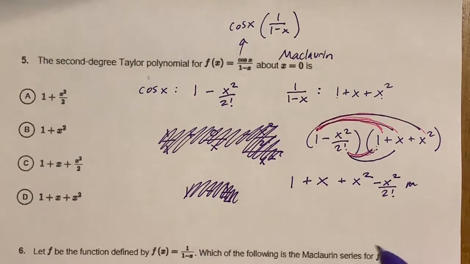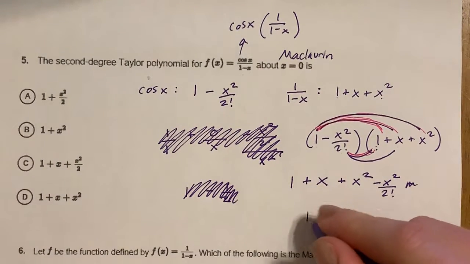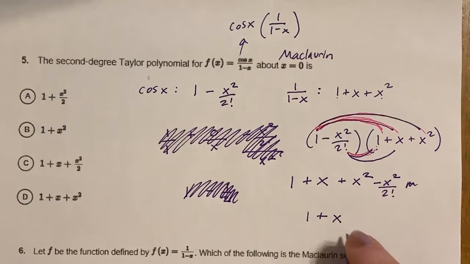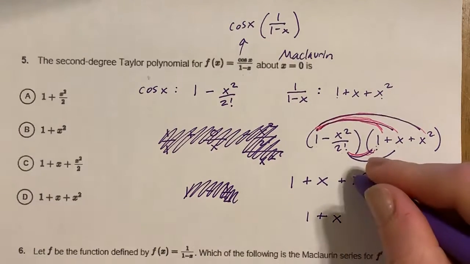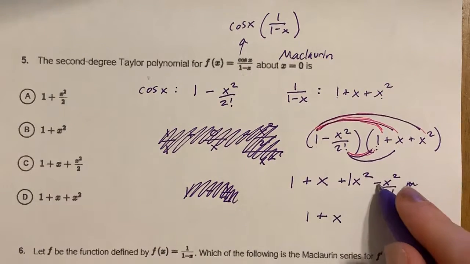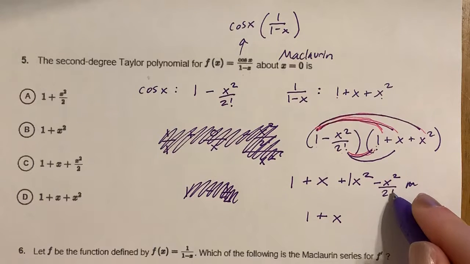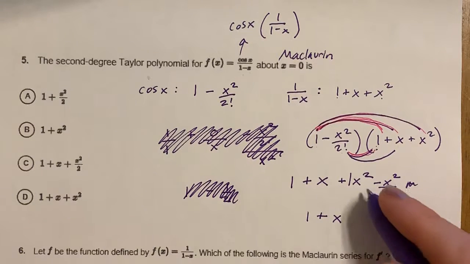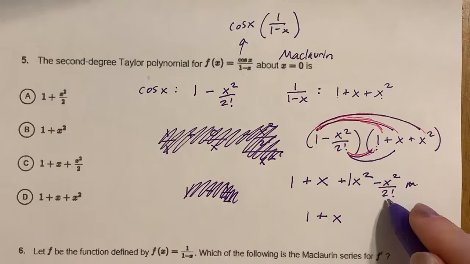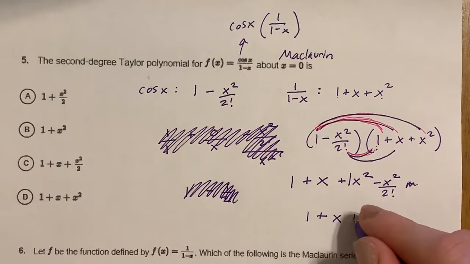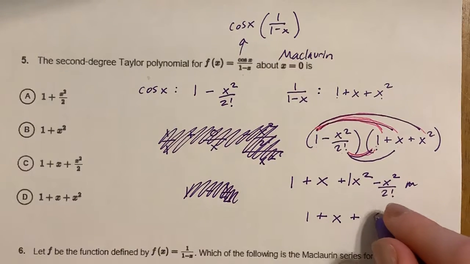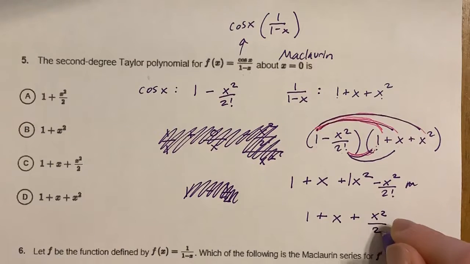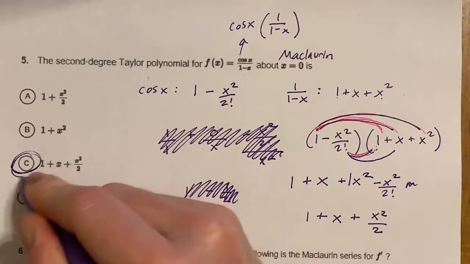And if I go to put this together, I can collect my like terms. I'm going to get 1 plus x. This is 1x squared minus, 2 factorial is just 2. So this is 1 minus 1/2, which is going to be positive 1/2, or just x squared over 2. And if I look at my answer choices, that is choice C.